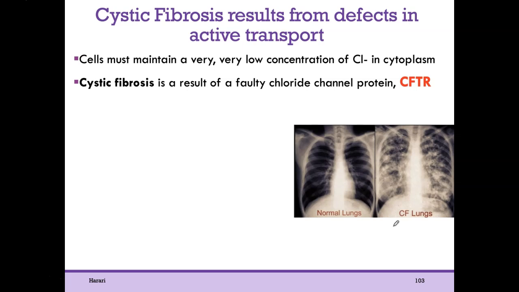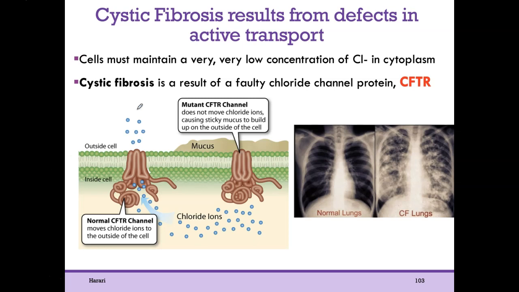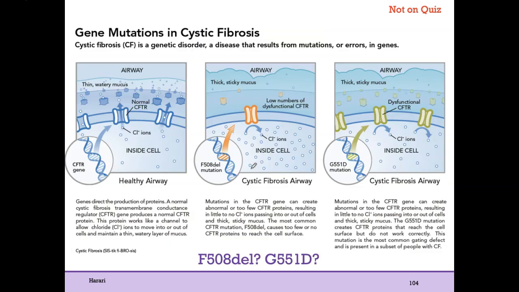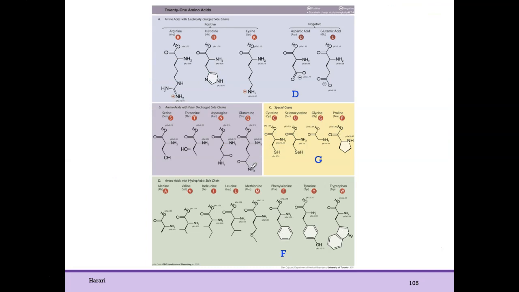But if you have cystic fibrosis, that means you have a mutant CFTR protein. So normally where chloride ions are moved toward the outside of the cell, a mutant CFTR protein does not move chloride ions, and that causes sticky mucus to build up on the outside of the cells. And that can accumulate not only in the airways of the lungs, but also in the pancreas and liver. So cystic fibrosis can have a variety of consequences. Some could be very mild, some could be very severe. So I'm going to skip that for now.